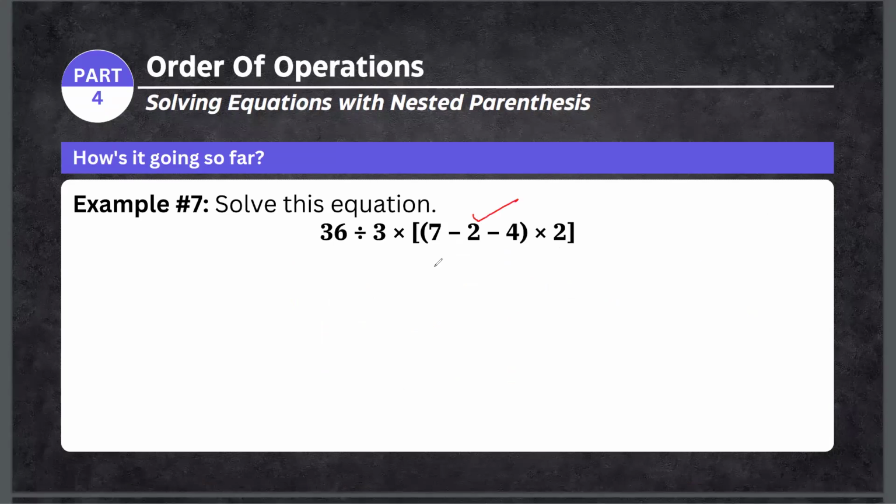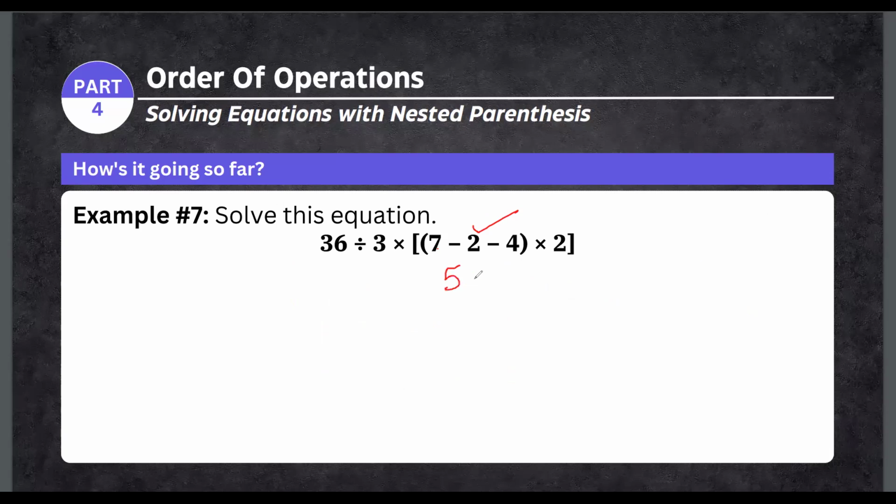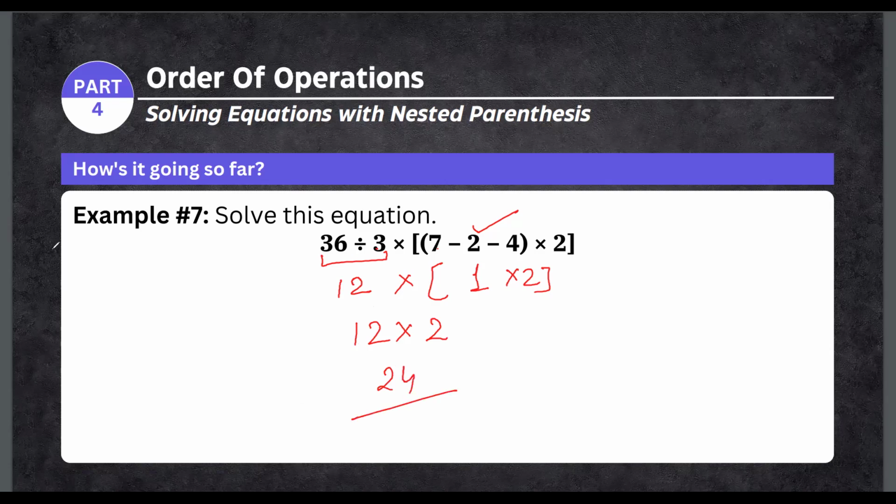Now we have to solve this first. So 7 minus 2 is 5 minus 4. So 5 minus 4 is 1. So you can write directly 1 times 2. This is times. Now 3 times how much is 36? 3 times 12. So I solve this outside because this is outside the bracket. So I have solved it. So 12 times 2 is 24. Isn't it easy? Yes, now start solving with me.